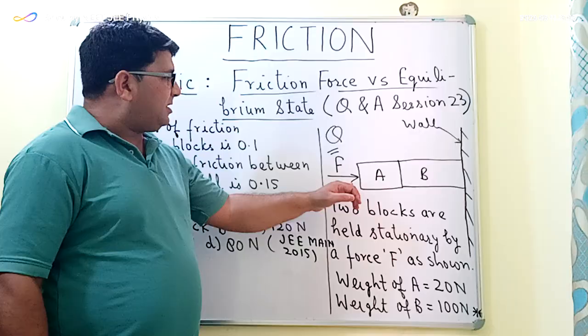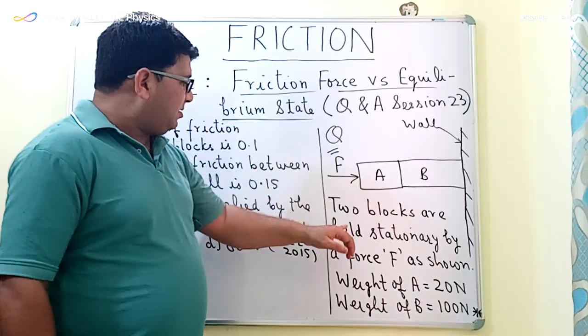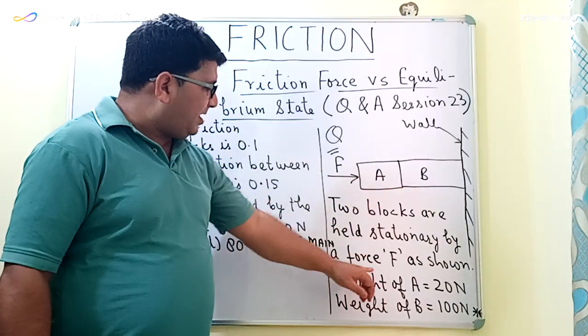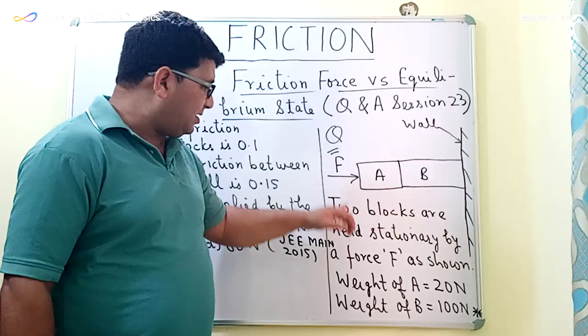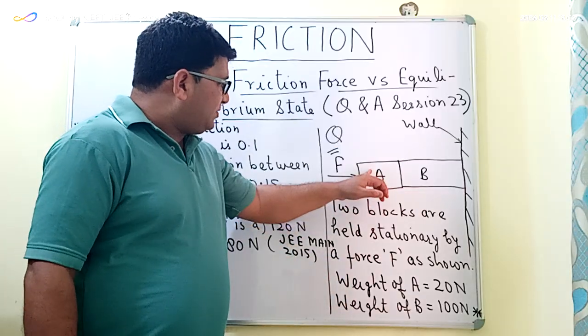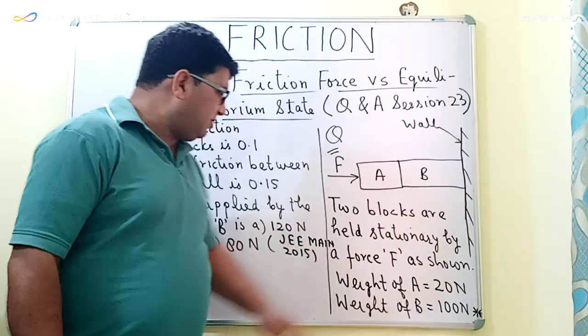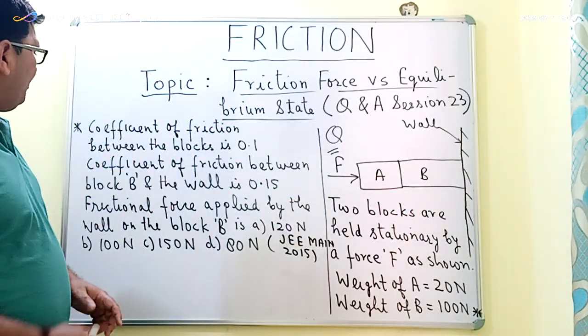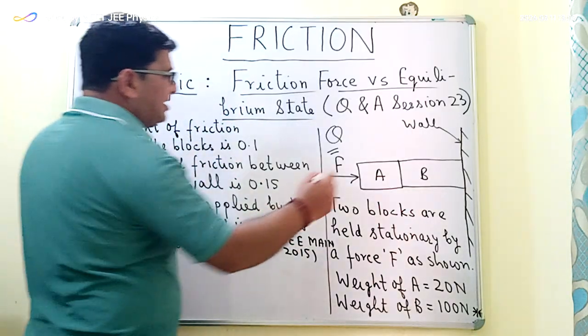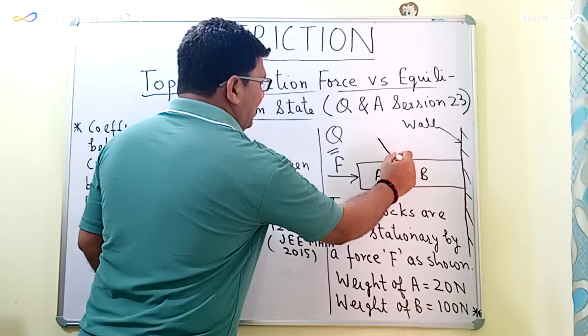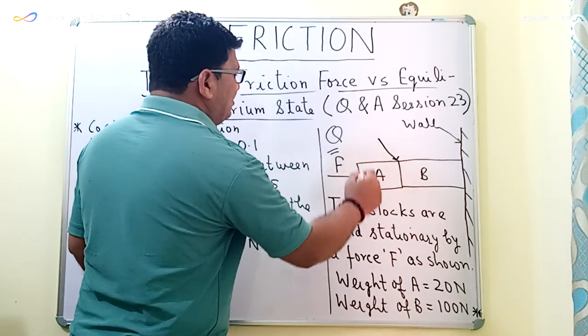So here there are two blocks A and B which are held stationary by a force F as shown in this figure. The weight of this block A is 20 newtons. The weight of the block B is 100 newtons. The coefficient of friction between the blocks is 0.1. That is, the coefficient of friction at this interface is 0.1.